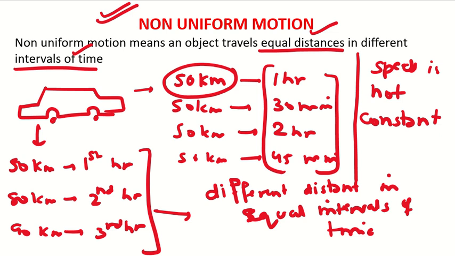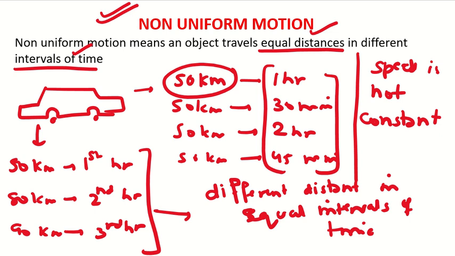If the distance is equal, then the time intervals will be different. But if the distance is the same, then the time intervals will be different. But if the distance is different, then the time interval will be the same. That is, there is a discontinuity, right?